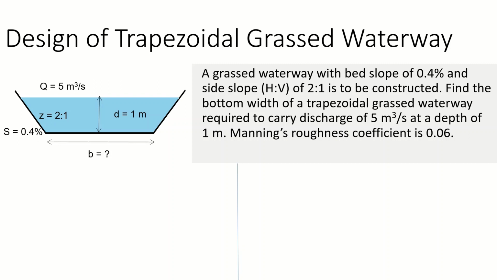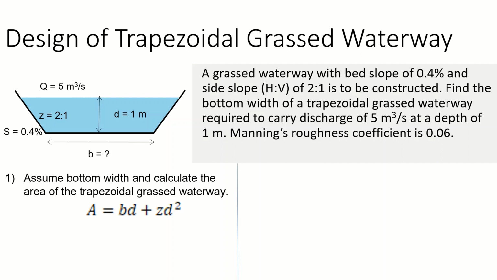So roughness is given to us, even the discharge value is available, depth D is 1 meter, Z side slope is 2 by 1, slope of the channel is 0.4%. So let us substitute these values into the equation. Assume a bottom width. So let us start with trial and error. Let us assume a bottom width and calculate the area of a trapezoidal grass waterway. We'll be using this equation A equal to BD plus ZD square.